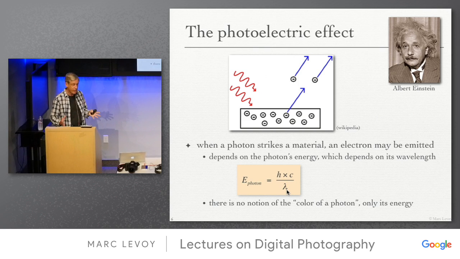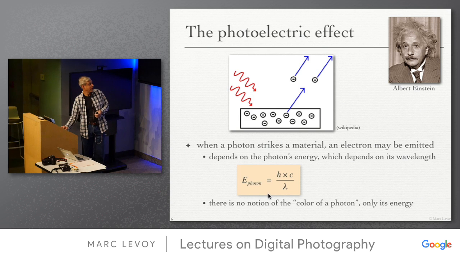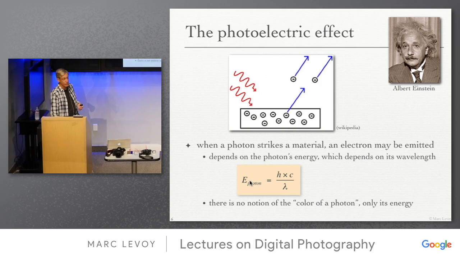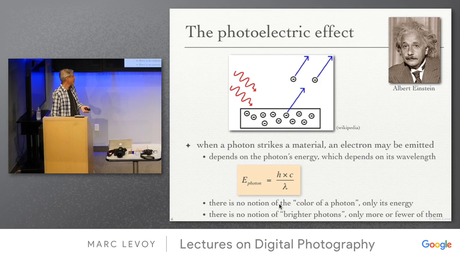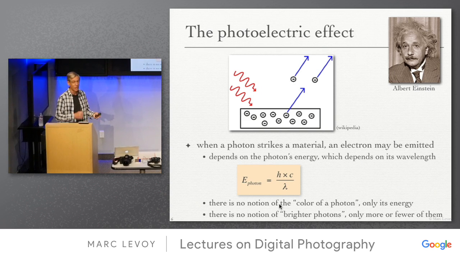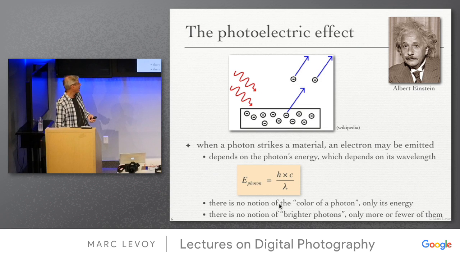So there's no notion of the color of a photon. There's only its energy. If you look at the formula, you can see a shorter wavelength, like blue, will have a larger energy. And so that's where the color comes from. There's also no notion of brighter photons. There's only more or fewer of them. So the energy of a photon and the number of photons are the variables we care about.